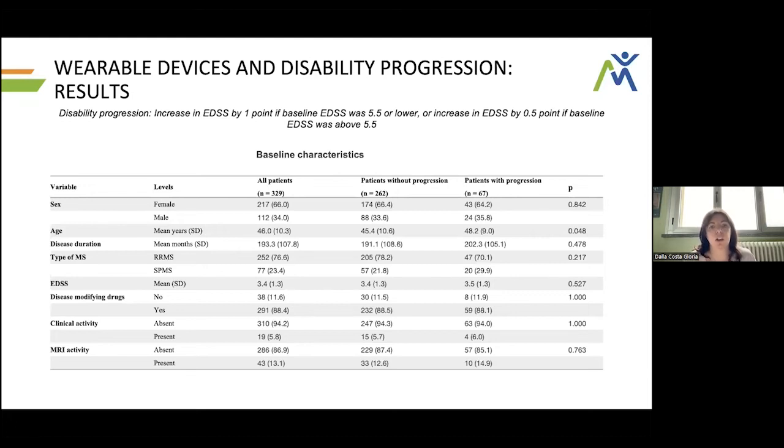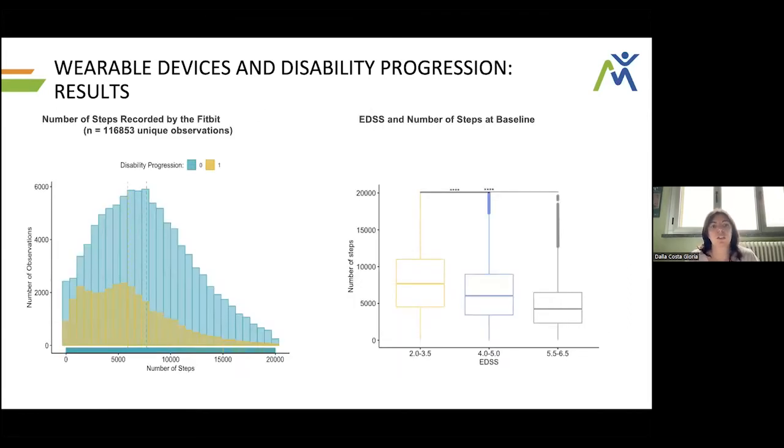And we can see here the baseline characteristics of the cohort of patients and the differences between patients that progressed and patients without progression. Particularly, we can see that just age was different between the two groups. And here on the left, we can see that patients that progressed according to the standard definition actually walk on average a higher number of steps than patients that did not progress, in yellow. And on the right, we can see that there was also a relationship between the EDSS and the average number of steps walked daily, with patients with higher EDSS walking a significantly lower number of steps per day.